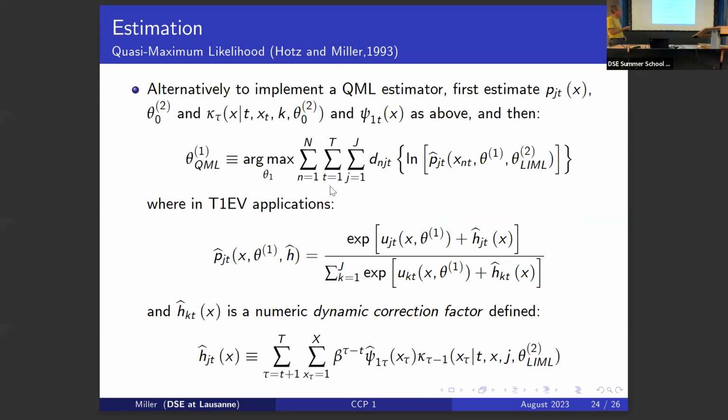You could do something else. Because really what we've worked through is how you identify, and then given you identify, there are a bunch of different types of estimators that you can use. Type 1 extreme value, suppose we just do it this way.